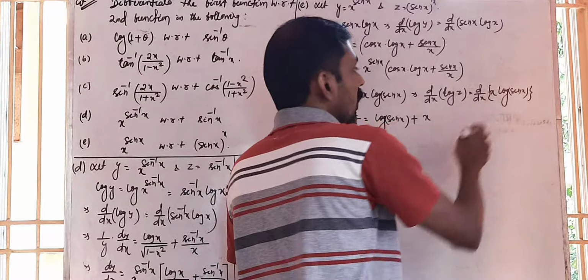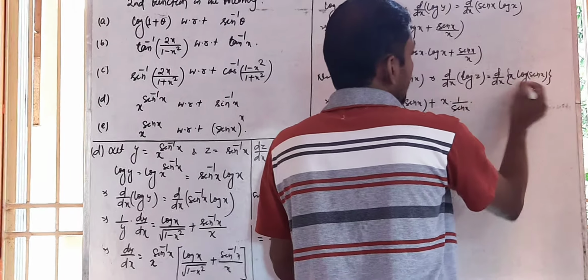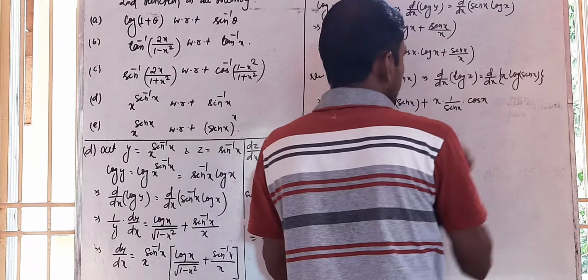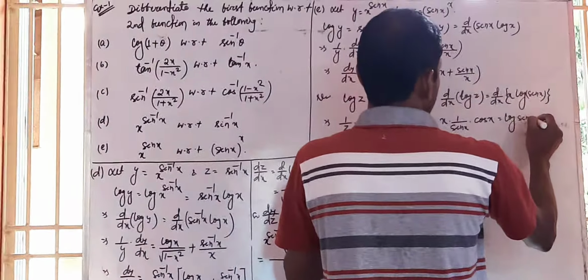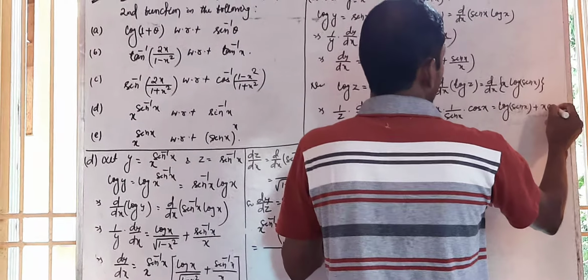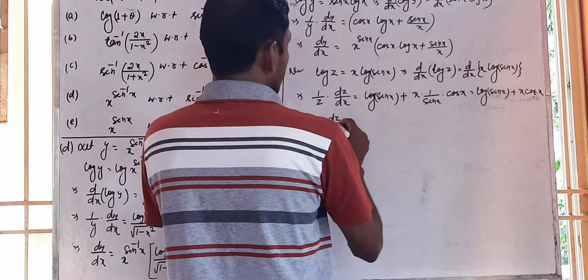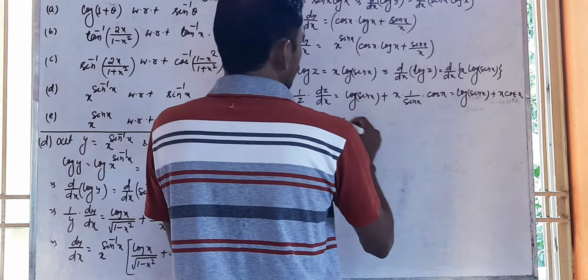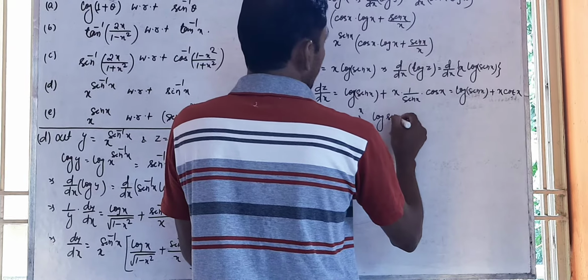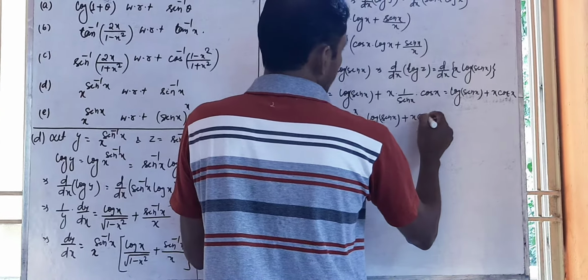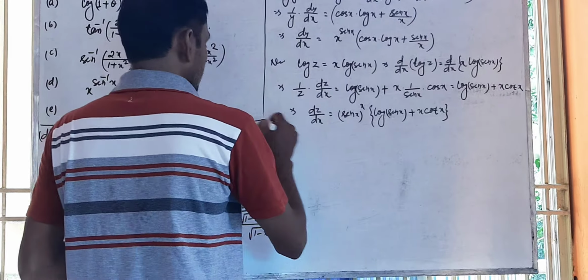First it is in the form of log theta, so it is 1 by sin x into derivative of sin x, which is cos x. Okay, it is log sin x plus x cos x by sin x. So this implies dz by dx is z into, so z is sin x whole to the power x, whole into log sin x plus x cot x. This is dz by dx.